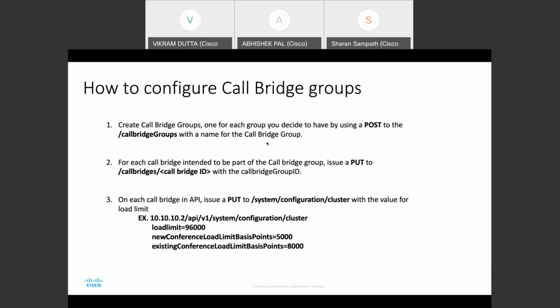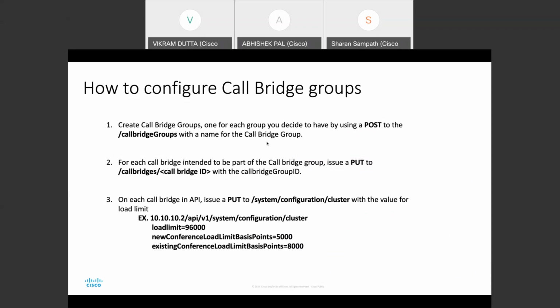Okay, so in order to configure a call bridge group, you need the API. So you have to create a new object using a POST operation called callBridgeGroups, and you can name your call bridge group. Okay. Once your call bridge group is created, you can modify it, that is, you can PUT and modify.